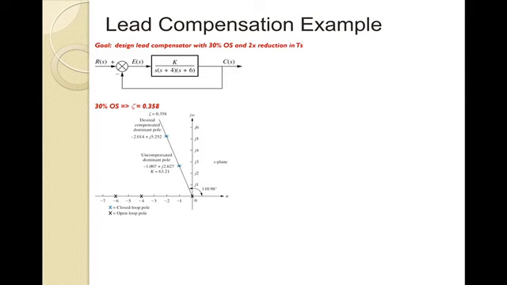In this case, here's the example where I want to walk through it. What is our goal for this example? We want to design a lead compensator with 30% overshoot and a 2x reduction in the settling time. So here's our open loop system, and what you'll see here in black is our open loop poles. We know we have them at 0, -4, and -6. There are no zeros. Why? I just have a K in the numerator, so there are no open loop zeros in this case.